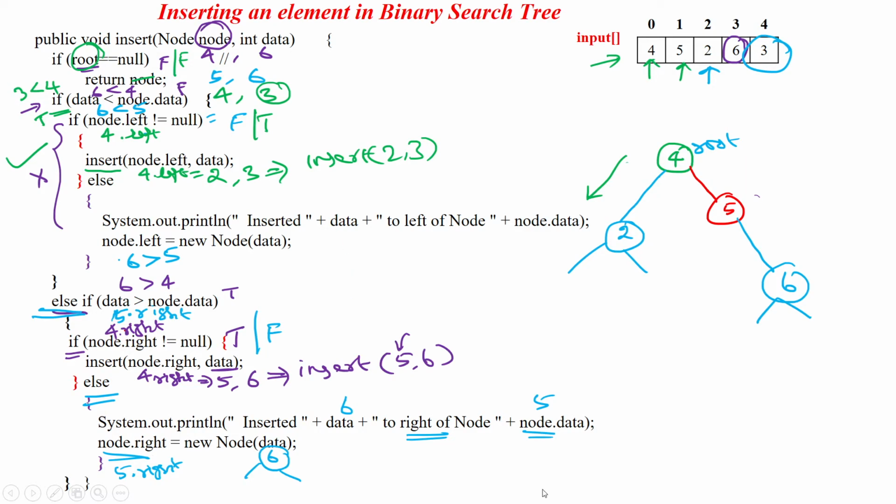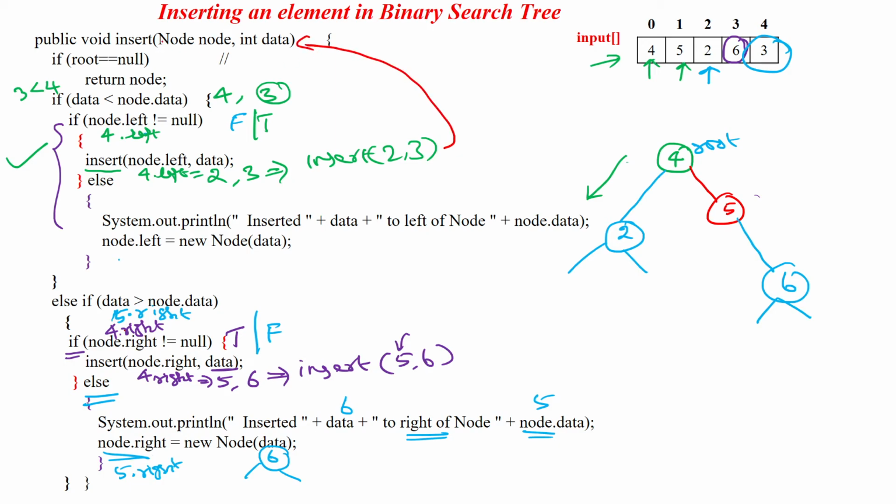Now for this 2 comma 3, the node will be 2 and the data will be 3. We check root equal to null, false. Then we check data 3 against node data 2, which is also false. If it is false, the true block will not execute and the else block will execute. In the else block we check data greater than node data 2. Yes, it is true. Inside the true we have one more if condition.